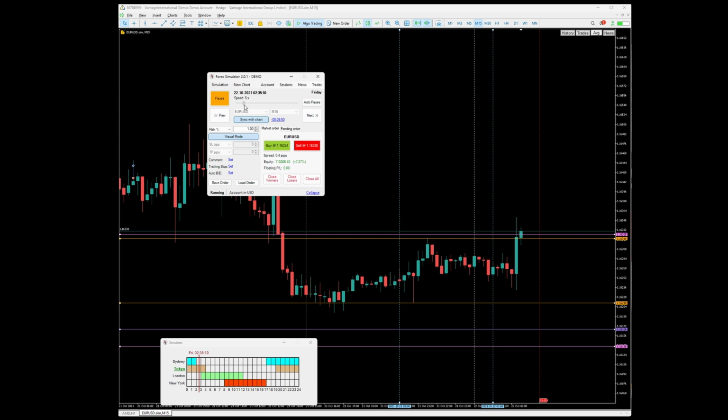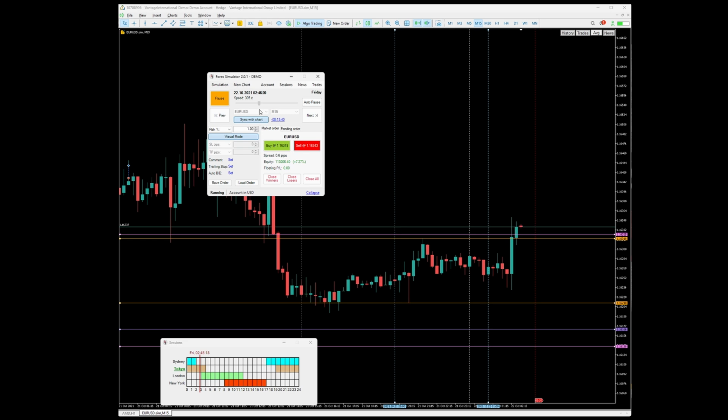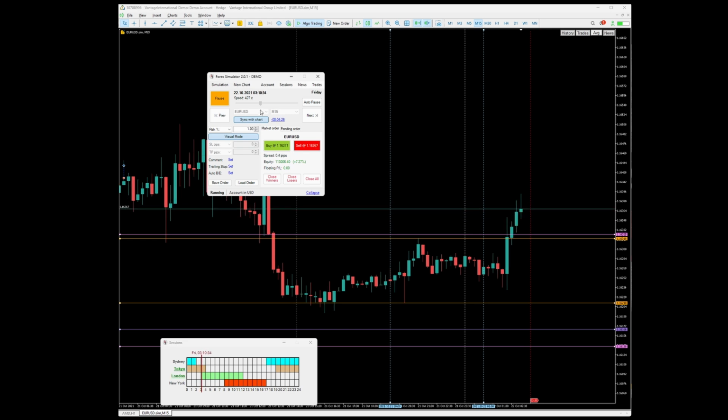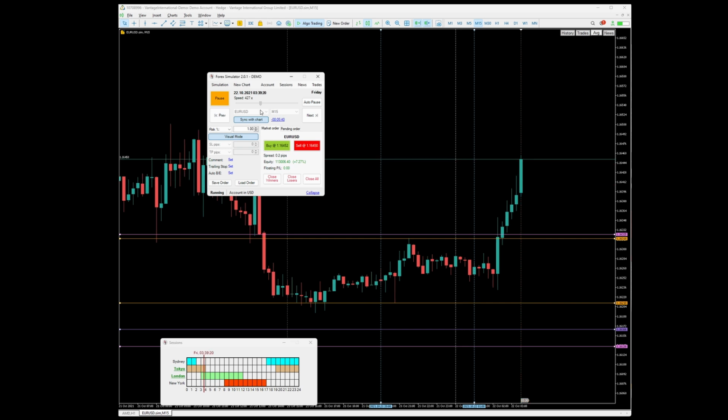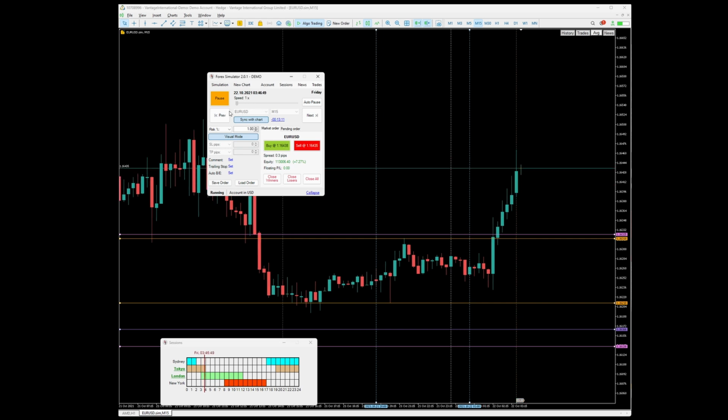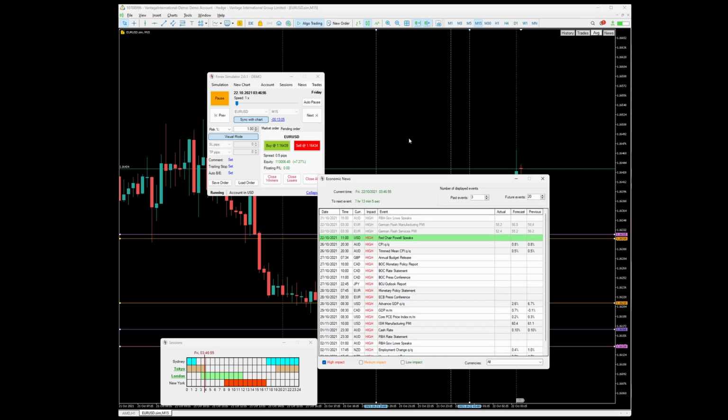We continue. We have liquidity being taken, reaching our POI above the Asian range. We are waiting for a market structure shift that shows us that there is a continuation. The news are there. Let's see, the news came out.